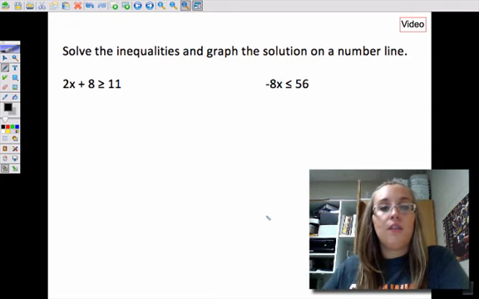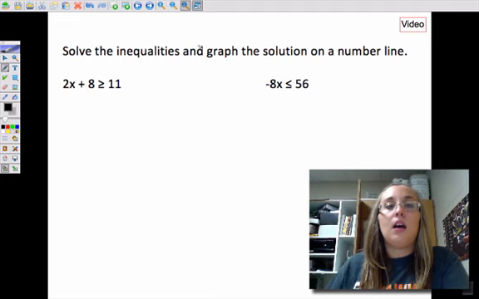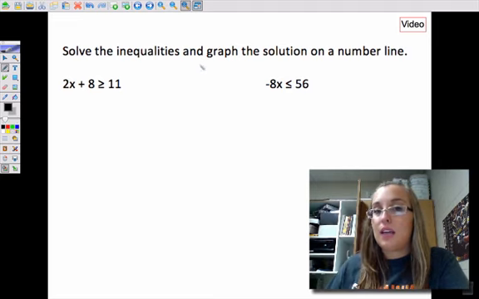Okay, so now we're going to solve inequalities just like we solved equations. The steps are going to be exactly the same. There's only going to be one small change, and I'll let you know what that is when we get there.